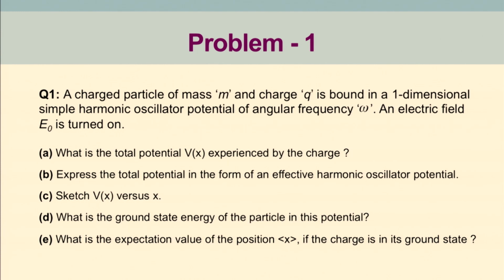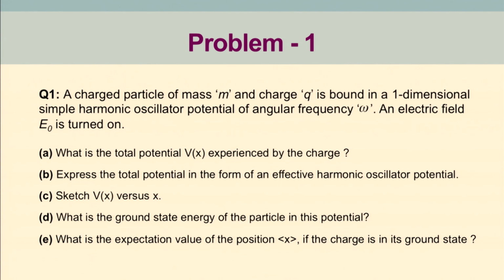This is basically a problem where a charged particle of mass m and charge q is bound in a one-dimensional simple harmonic oscillator potential of angular frequency omega. An electric field E0 is turned on. So I have a one-dimensional harmonic oscillator, but this particle is a charged particle, and it is under an additional potential created by this electric field E0. What we want to calculate is the total potential that the particle will experience in this case, and can we express this total potential in an effective harmonic oscillator potential form.